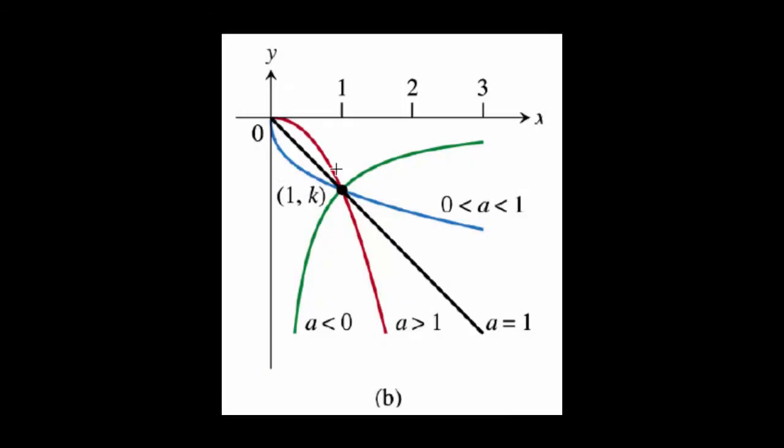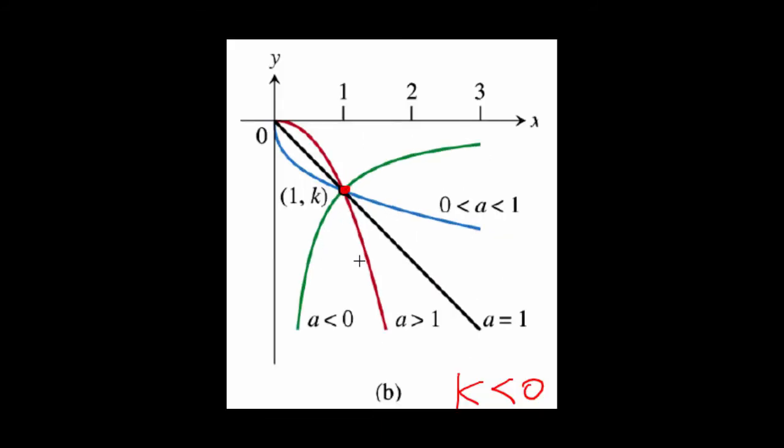Now the opposite of that, if you will, over here in graph B, would be what are these graphs going to look like when k is less than 0? So if we take our reference point 1 comma k, and we have a negative k value here, we're in the fourth quadrant now. And this is what the general shapes of these would look like.